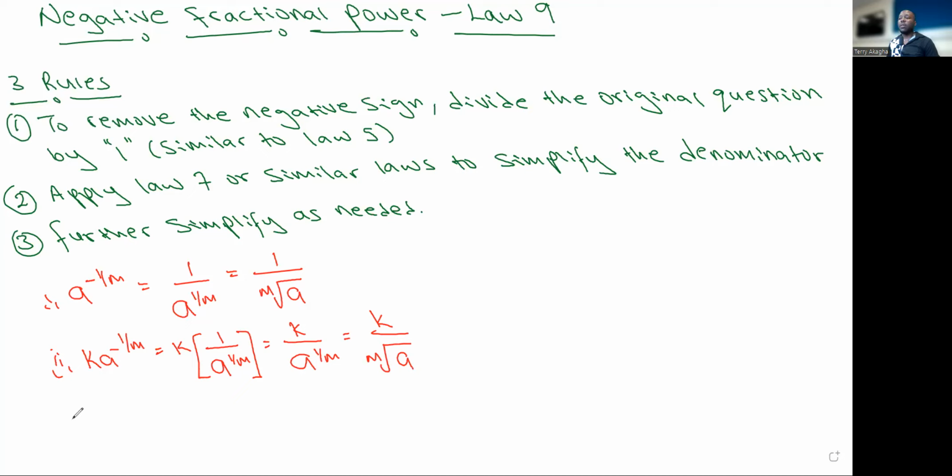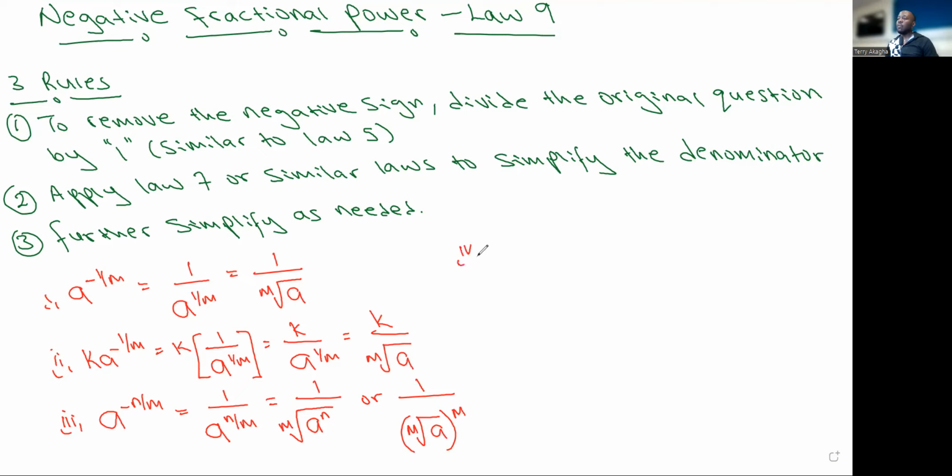Then the next one is if, for instance, we have a to the minus n over m. Still the same thing. To remove the negative sign, it's going to be 1 over a to the n over m. And like I said in the previous video, in law 7, it's the same thing as a raised to power n, all mth roots, or you can say 1 over the mth root of a all raised to the power m. So regardless, it's still the same thing.